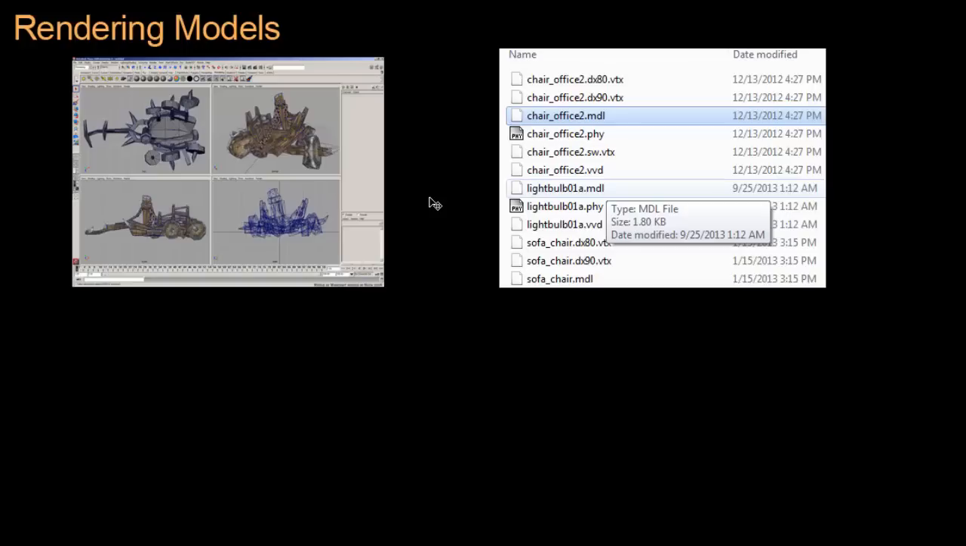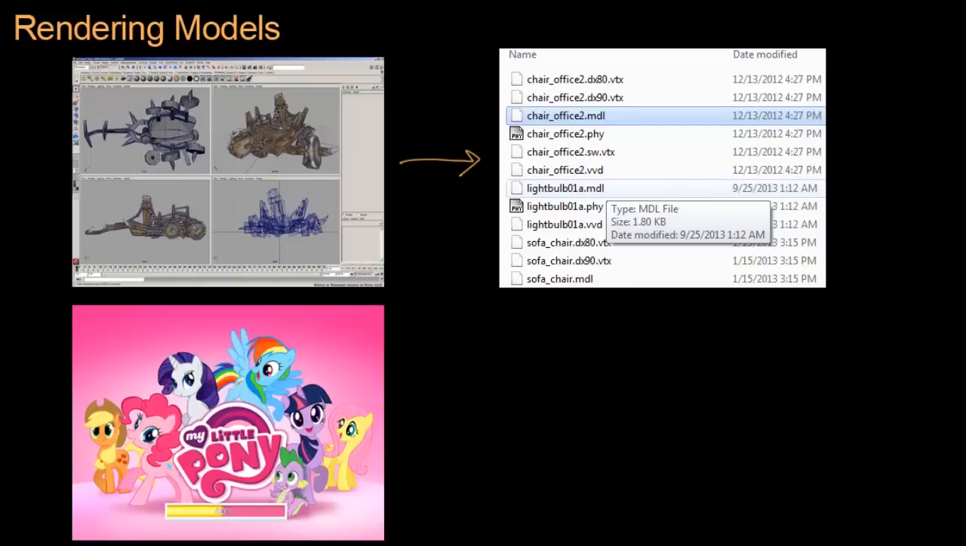So these are the files that I found on my hard drive. These are Valve's source engine files for a game that I'm working on. You can see there's an office chair, a light bulb, a sofa. Once they're in this format, then the game engine can load them. And that happens during the loading stage. We discussed this stage in the previous video.